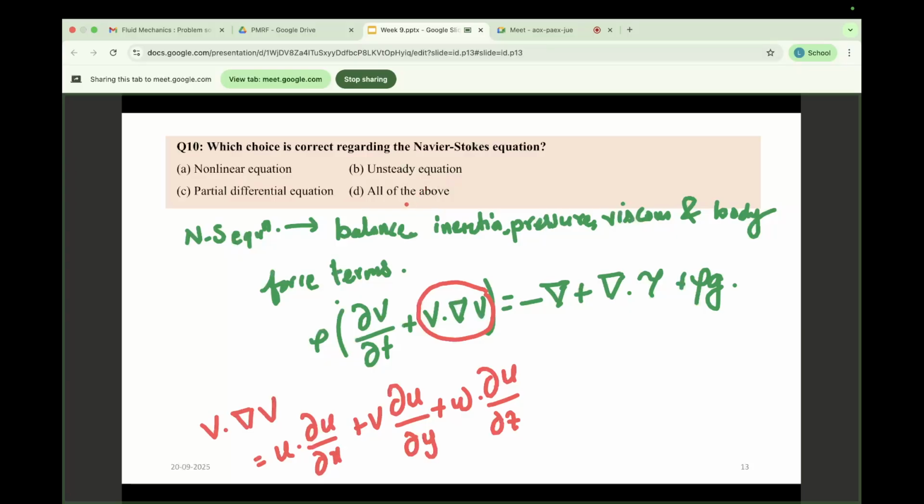Next is unsteady. Generally, if nothing is said, then it is changing with respect to time, so definitely it will be unsteady. So options A and B are correct. Next is the partial differential equation. Yes, it's a partial differential equation because these terms are in partial form. Also these terms are in partial form. So all three options are correct, so I can say option D is the correct option.